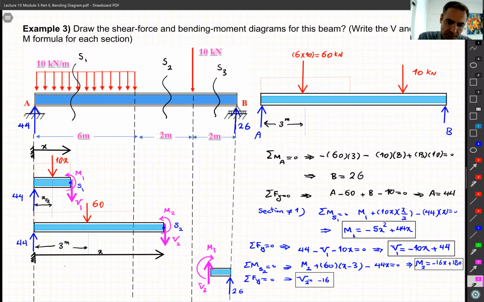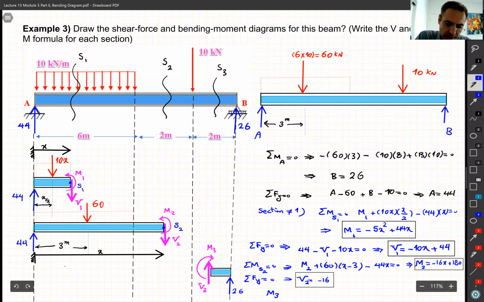This portion is easy because there is nothing there. If we use our equation, we are going to find out that M3 is minus 26x plus 260, and V3 is going to be minus 26. Please write down the equation later yourself and see if you get the same values for V3 and M3.